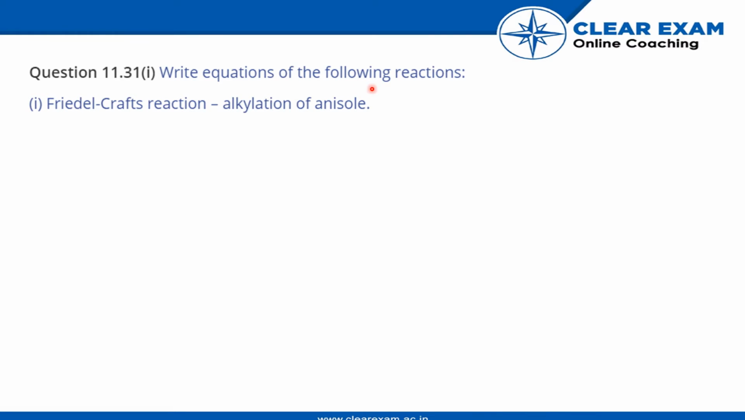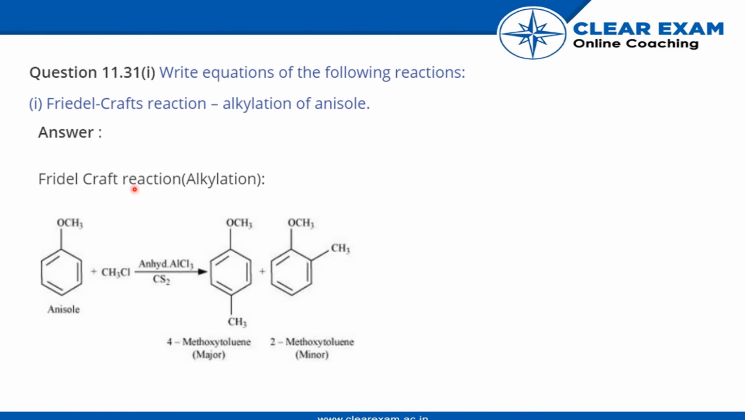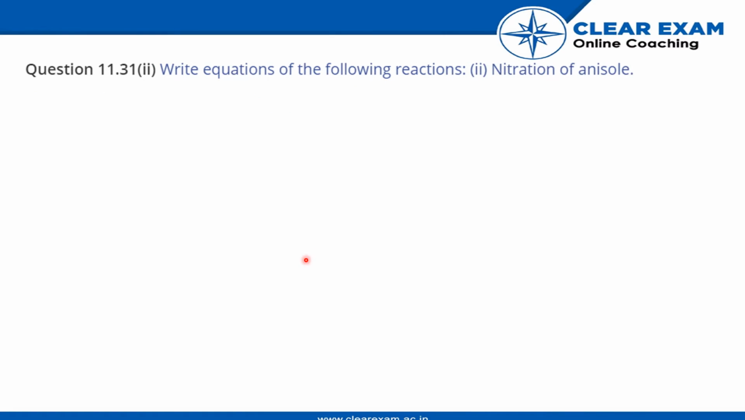The question is: write equations of the following reactions. Friedel-Crafts reaction, alkylation of anisole. So Friedel-Crafts reaction is also known as alkylation. Okay, so this is anisole. When it reacts with CH3Cl in the presence of anhydrous AlCl3, we get these two products. The para product is major, and the ortho product is minor.